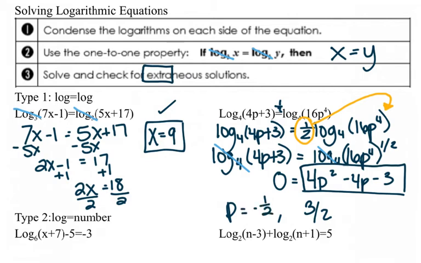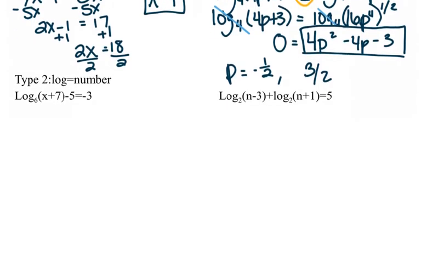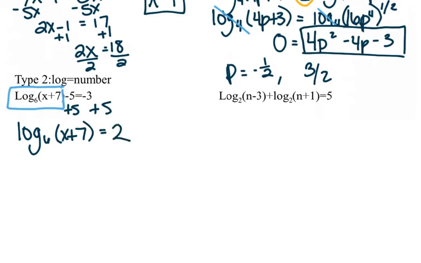Alright, so let's look at what happens when there's a log equals a number. For these, I think the easiest thing to do is to get the log base of whatever by itself. So I'm going to get rid of this minus 5 by adding. So x plus 7 equals 2.